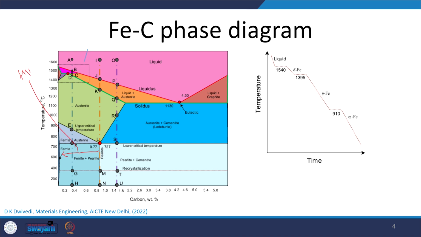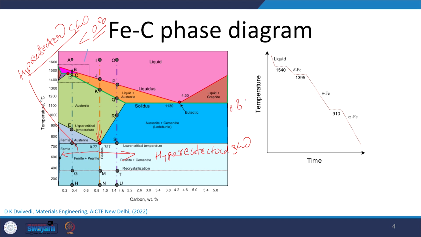When the carbon content in steel is less than that corresponding to the eutectoid point, that is less than 0.8, we call it hypoeutectoid steel. When the carbon content is greater than 0.8, on the right side of this eutectoid point, the steel will be termed hypereutectoid steel. The steel corresponding to the eutectoid composition is simply termed eutectoid steel, indicating the carbon content is 0.8%.